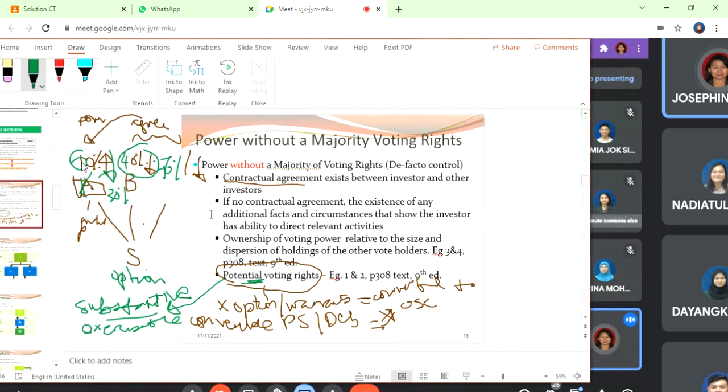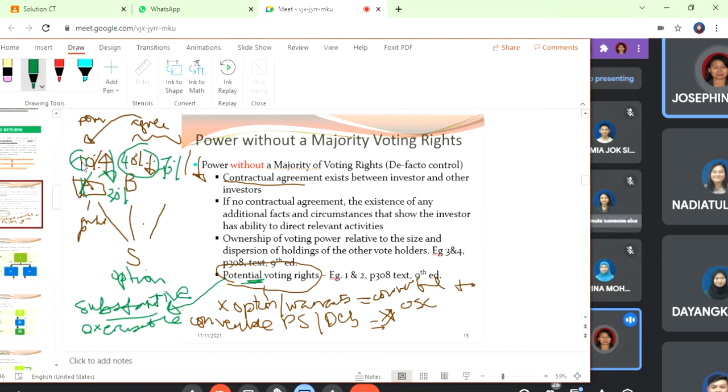Again, if we look at your textbook, examples 3 and 4: investor Sampe holds 40% of the voting rights of the investee. Ten other shareholders each hold 6% of the rights.